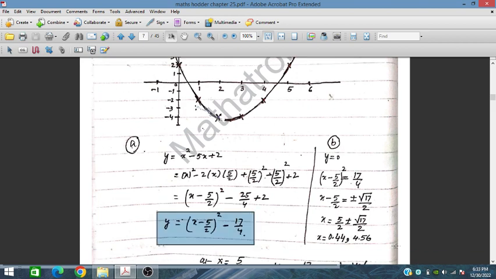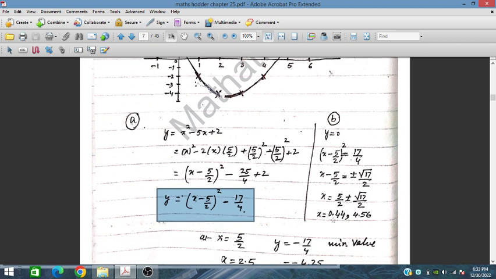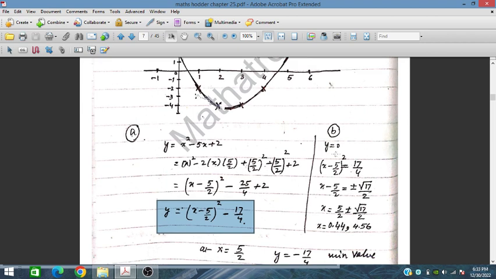From this minus 17 upon 4, we see that when y is equal to 0, then x minus 5 upon 2 is equal to plus minus root 17 upon 4. So when y is equal to 0, then this is this graph. So x is equal to 5 upon 2 plus minus root 17 upon 2. So 0.44 and 4.56 are the intersecting values, like this and this here. This is 0.44 and this value is 4.56.